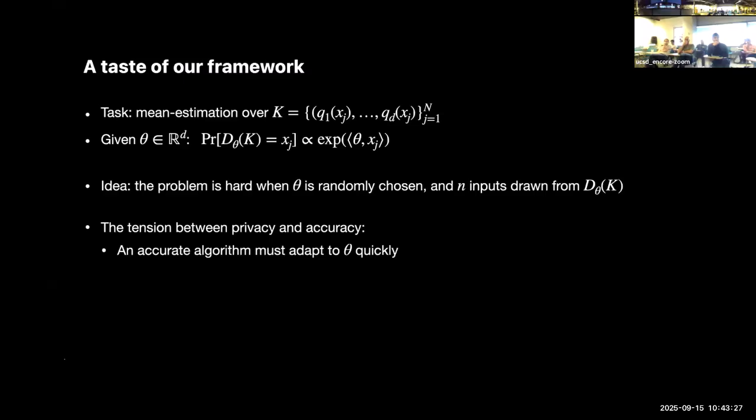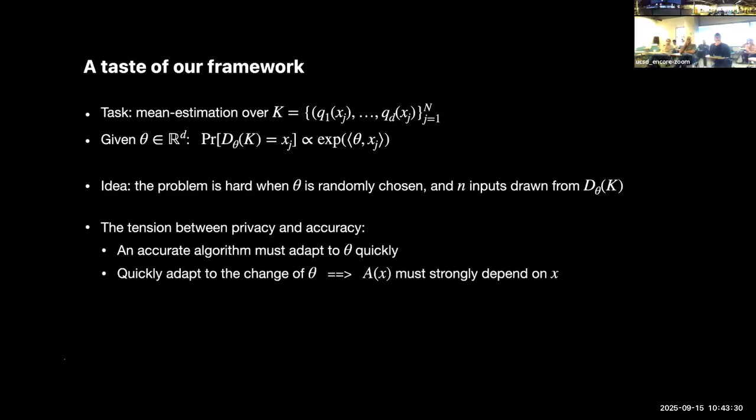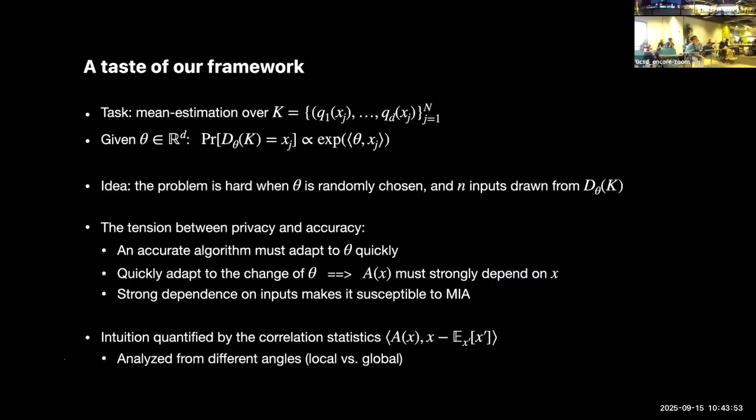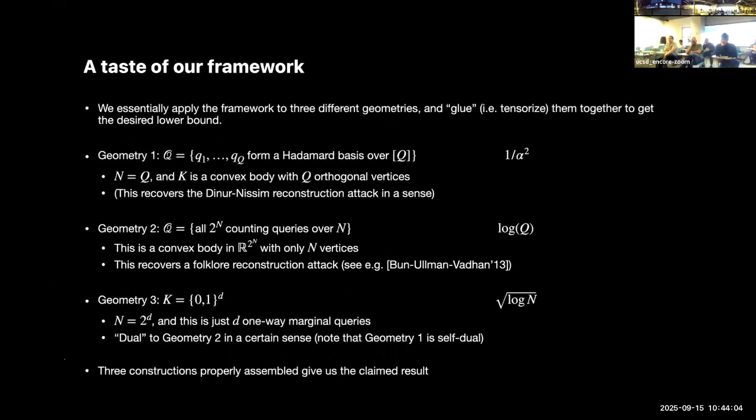Okay, cool. So here we have a tension between privacy and accuracy, which says the accurate algorithm must adapt to the change of theta very quickly. But quickly adapting to the change of theta means the output must have a high correlation with its inputs. And this correlation is something you can take advantage of to design membership inference attacks. And all these intuitions are quantified by the correlation statistics, which looks at the output of the algorithm versus the bias of the data points. And you just analyze it from both the local and the global viewpoints, and properly assemble these two parts, you get what you get.